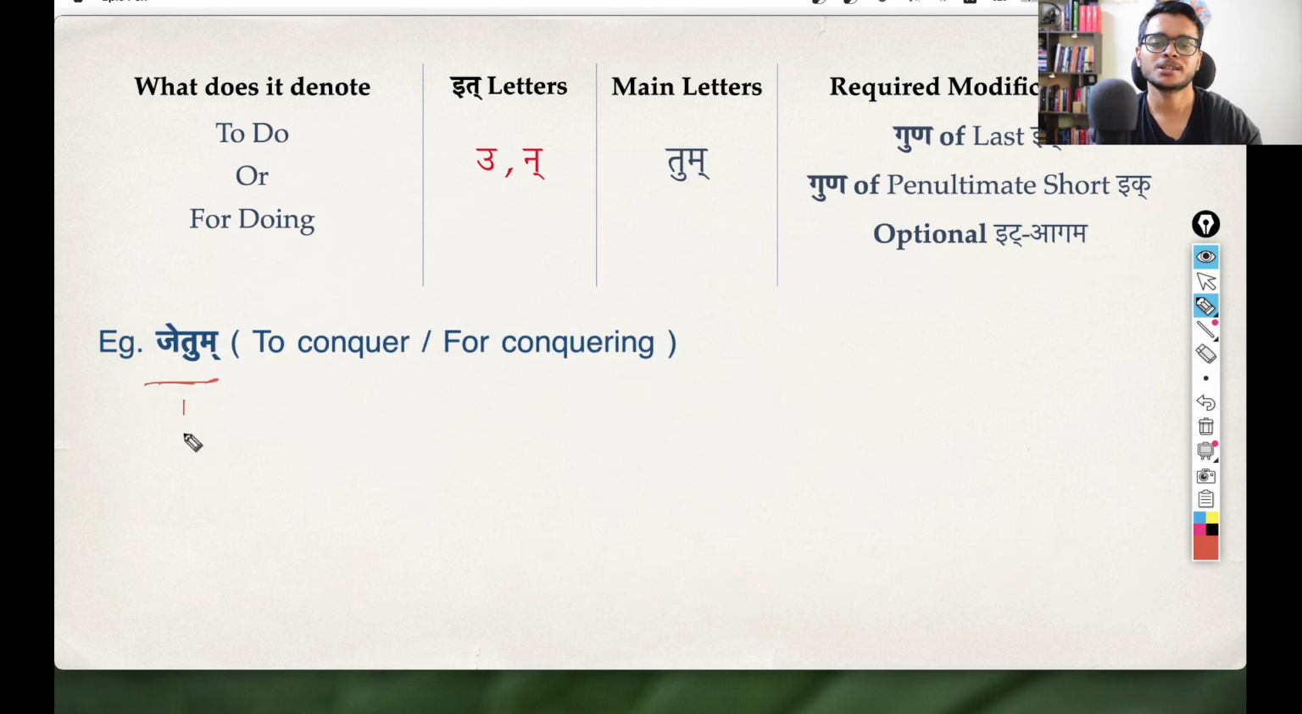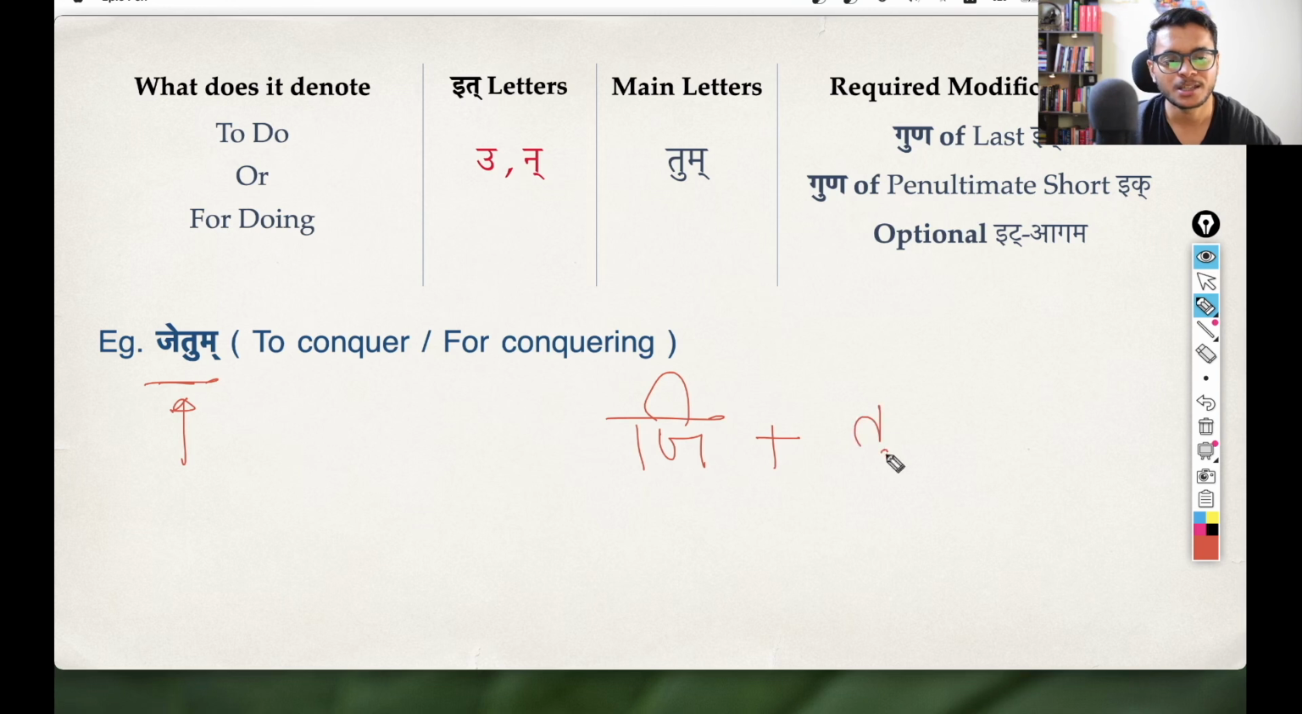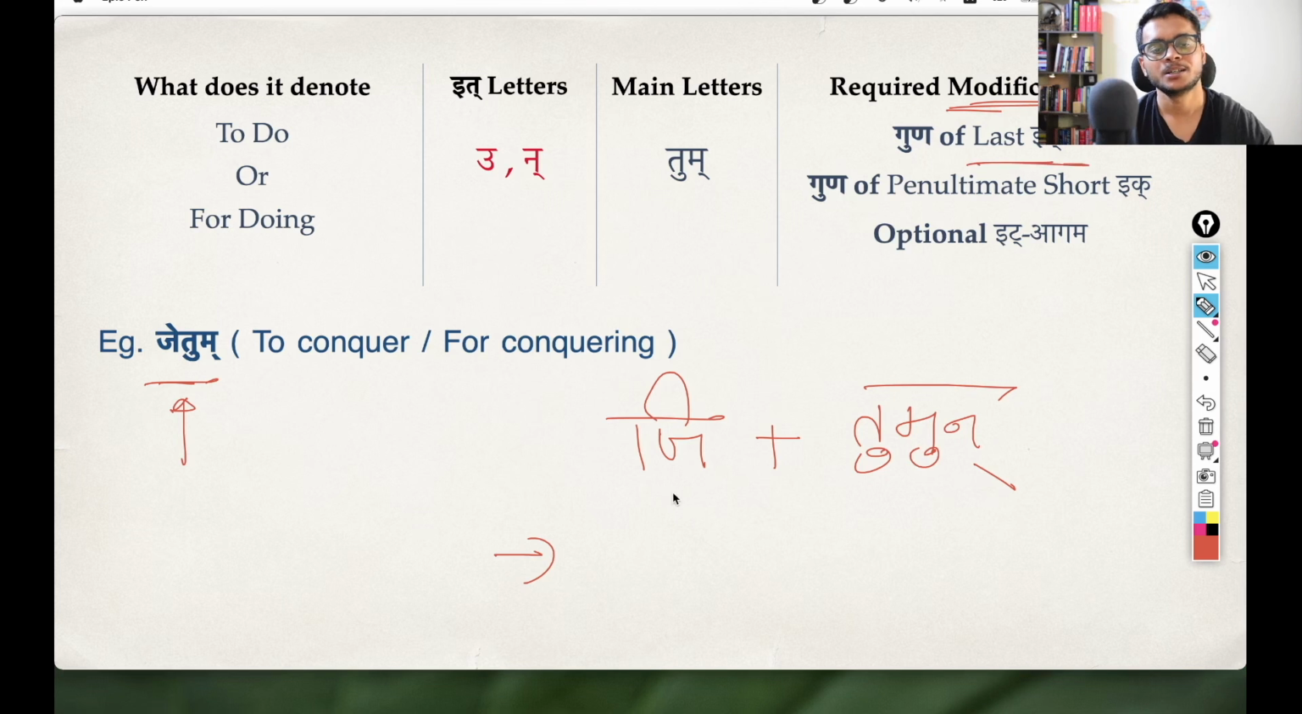Now let us see another example, jetum. Jetum is to conquer, for conquering. Why? Because this is coming from the ji dhatu. Ji dhatu means to win, to conquer in that sense, right? This dhatu we are modifying using the tumun suffix. Now the required modifications. So the guna of the last ik. As the last vowel we have this i swara.